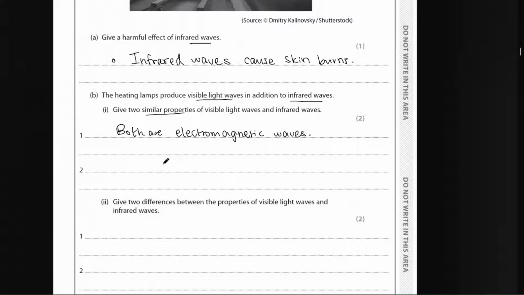But there's one more thing we can say. They both travel at the same speed in vacuum. Both travel at a speed of 3 times 10 to the power 8 meters per second in vacuum.